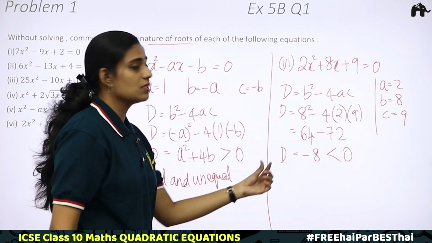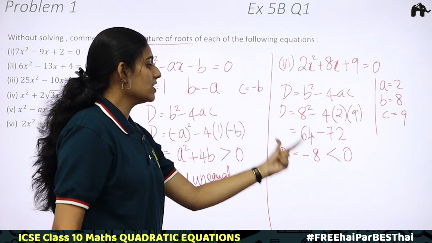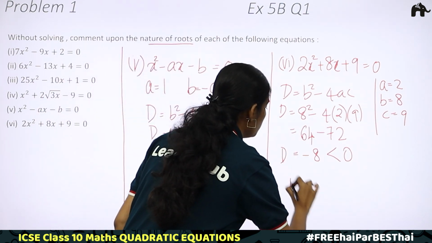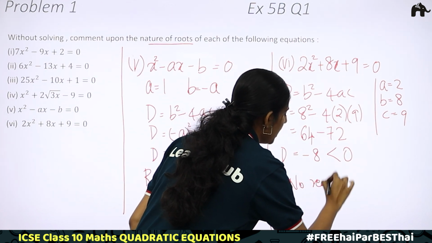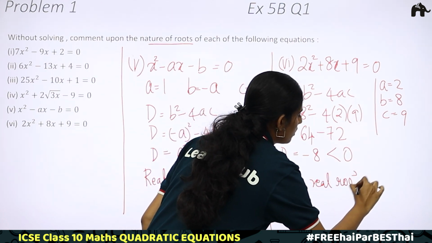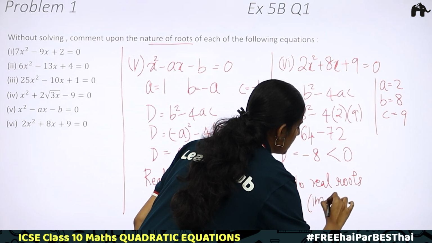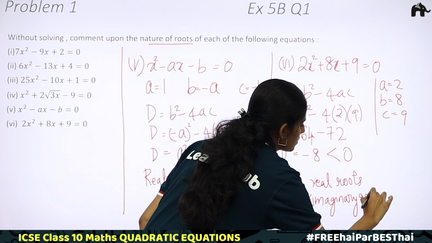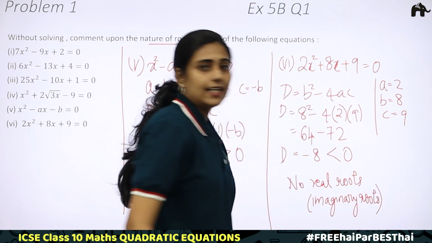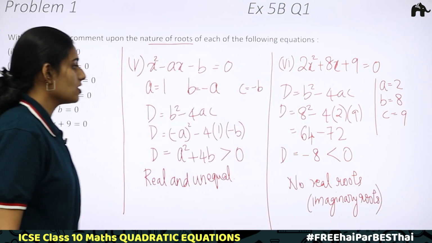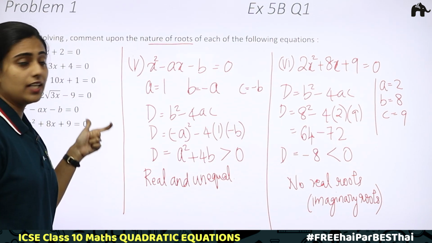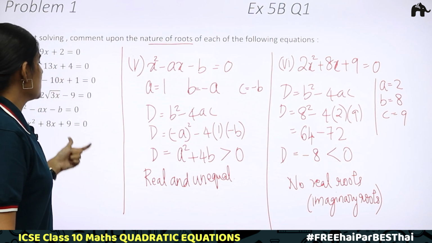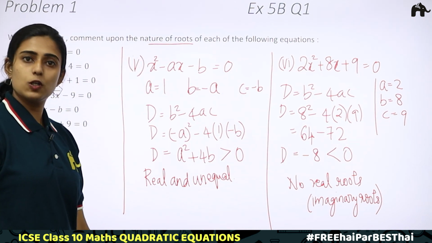What happens when the discriminant is less than 0? What can we say about the roots? Here there are no real roots. No real roots. Or we say imaginary roots. Clear? We have solved all the 6 equations, found the discriminant and said about the nature of roots.